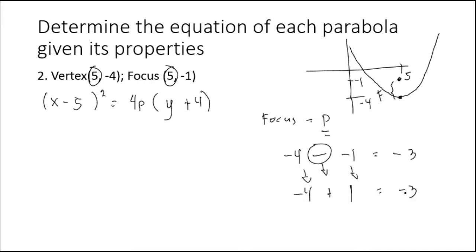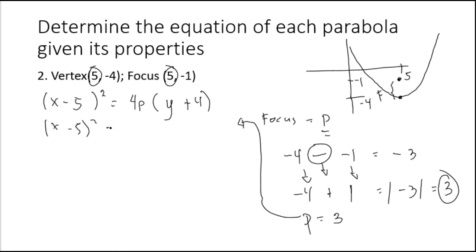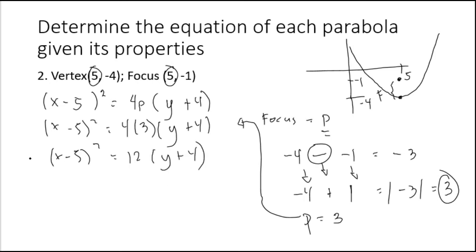Now, we know also that distance should always be positive. So we will get the absolute value of negative 3, which is 3. So, thus, P is equal to 3. Now, we will substitute it to our standard formula. So, (x minus 5) squared is equal to 4 times 3 quantity (y plus 4). Then (x minus 5) squared is equal to 12(y plus 4). So, this will be our standard form of the equation of the parabola.